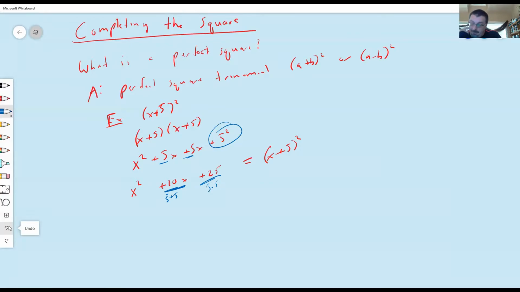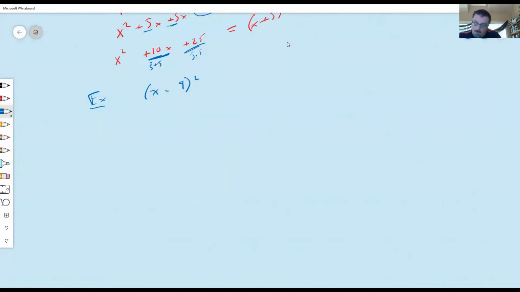And it doesn't matter whether I have a minus in the middle or a plus in the middle. It's going to behave the exact same way. So let's take a look. So x minus 9, x minus 9. I multiply this out. First terms, x squared. Outside x and minus 9. Inside minus 9 and minus 9x. Last, 9 and 9 gives you positive 9 squared, or 81.